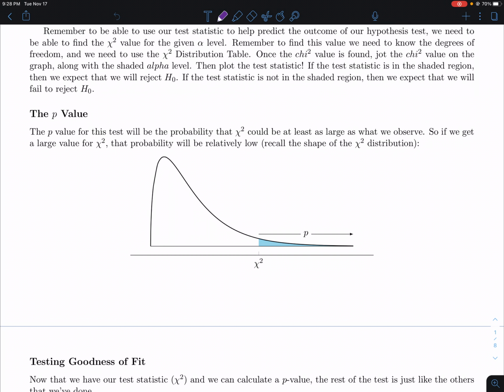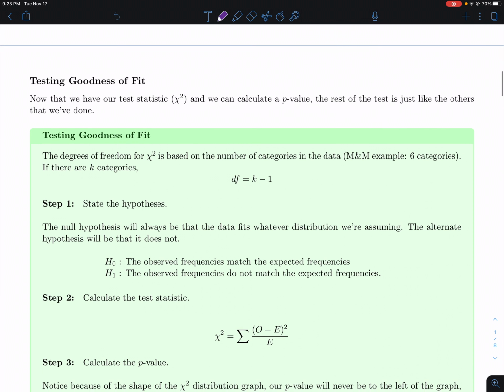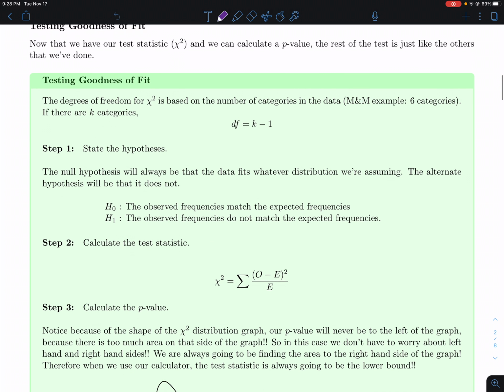Again, just a little hint on what the p-value looks like. We're going to use that chi-squared distribution as a way to calculate our p-value after we've calculated our test statistic. This is just a summary of what we're doing: testing the goodness of fit model. Basically, we're trying to see, does the data that we have look like a chi-squared curve? Are these two things similar or different? Do they match the expected frequencies or not?